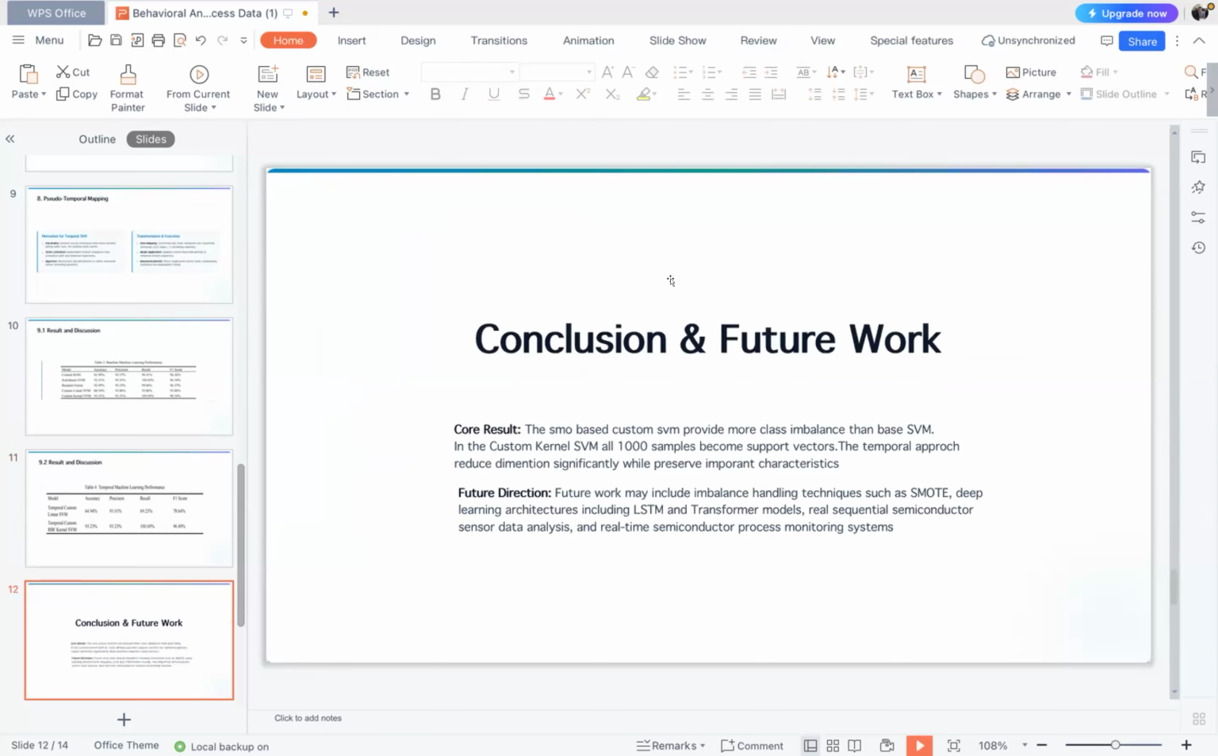And for the final conclusion, we want to say that the custom SVM provides better class imbalance than the base SVM. In the custom kernel SVM, all 1,000 samples become support vectors. The temporal approach reduces dimension significantly while preserving important characteristics. Future work may include imbalance handling techniques such as deep learning architectures, including LSTM and transformer models, real sequential semiconductor sensor data analysis, and real-time semiconductor process monitoring systems.